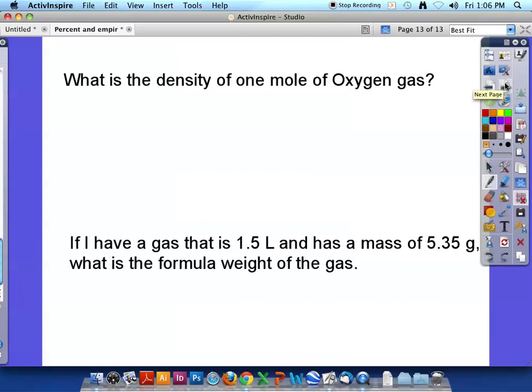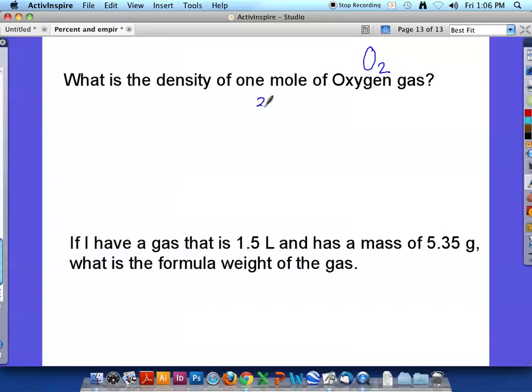Okay, so some sample problems. What's the density of 1 mole of oxygen gas? Do the same thing. You need to remember that oxygen is O2. So this one is 32 grams over 22.4 liters, or 1.4 grams per liter. Remember, the units is liters, not milliliters.